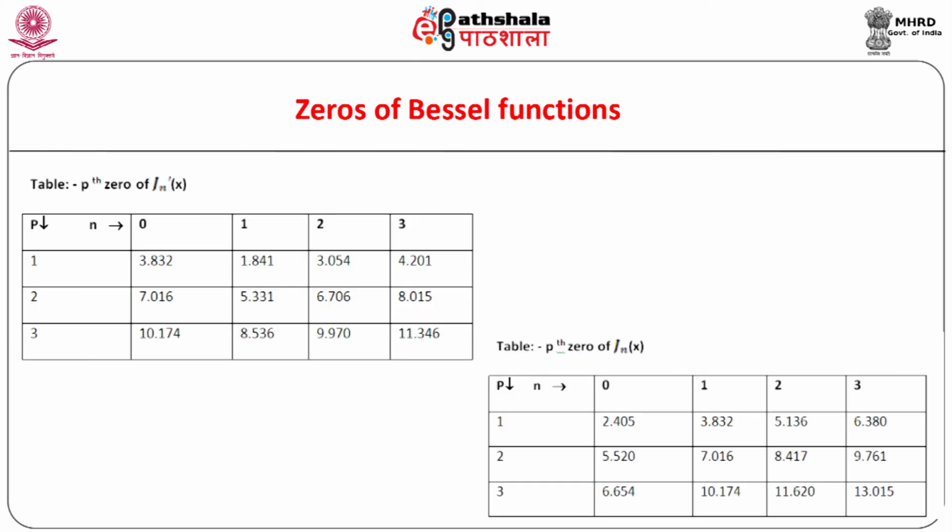The values of x at which Jn x becomes 0 are called zeros of Bessel function. Infinite values of zeros of Bessel functions exist. Standard tables are available stating approximate values of pth zero of Jn x, Nn x and their derivatives for different values of n. As an example, have a look at some of the values of pth zeros of Jn x and its first derivative Jn dash x for some values of n and p.